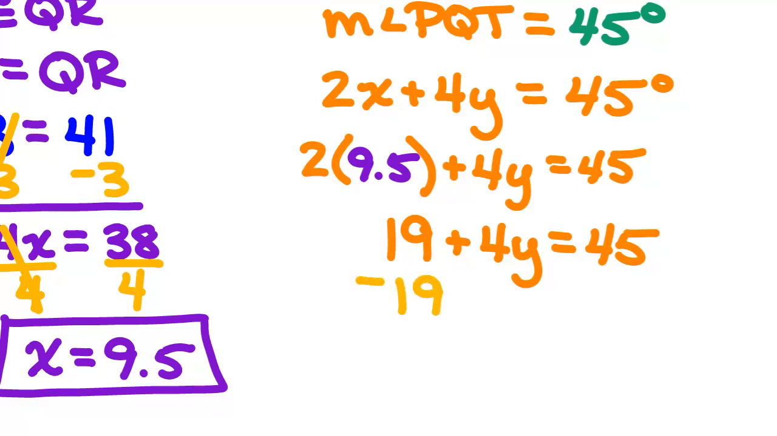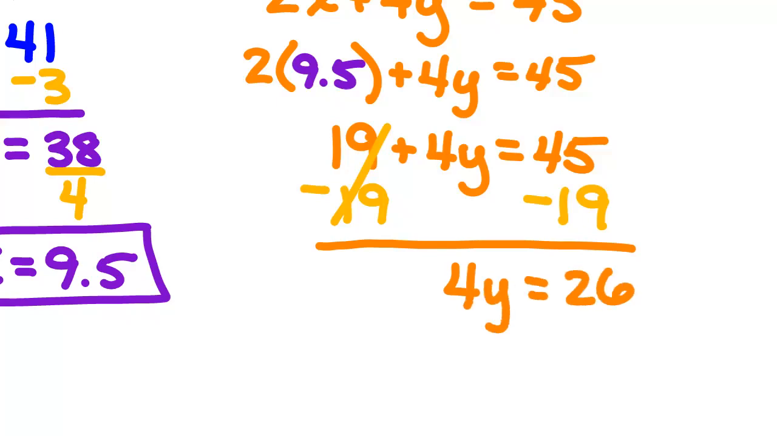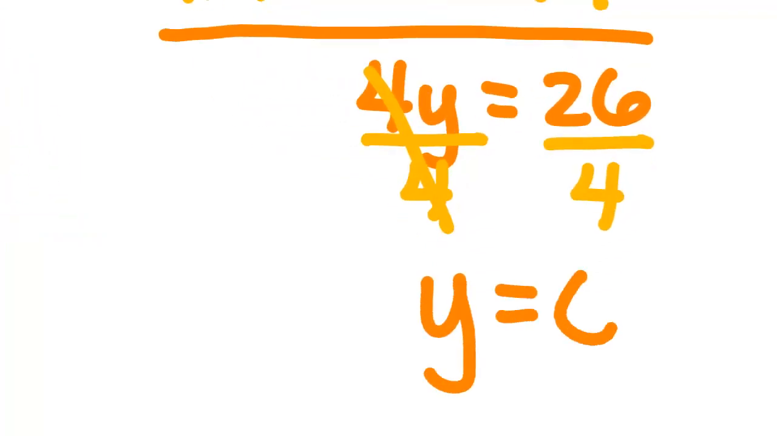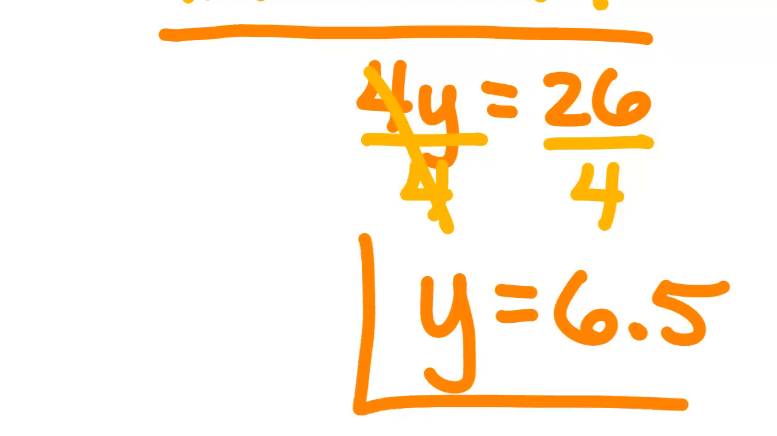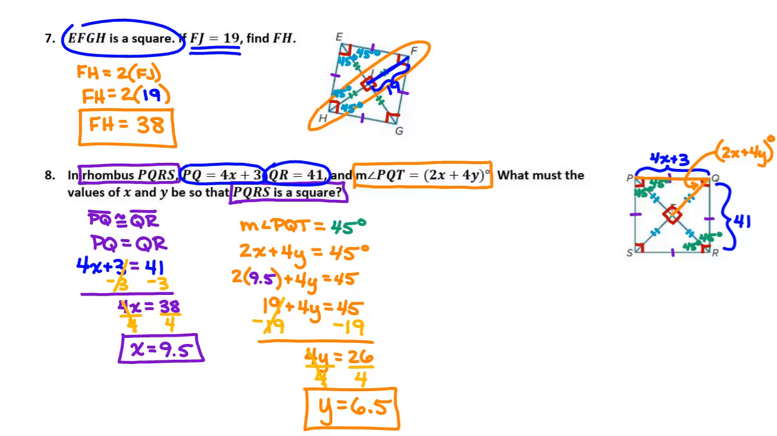We want to get the y by itself, so I'm going to subtract 19 from both sides. What is 45 minus 19? 26. And then we divide both sides by 4 to get the y all by itself. What is 26 divided by 4? 6.5. So y is 6.5. If x is 9.5 and y is 6.5, then this shape would have to be a square because all four sides would be congruent and my little half angles are 45 degrees.